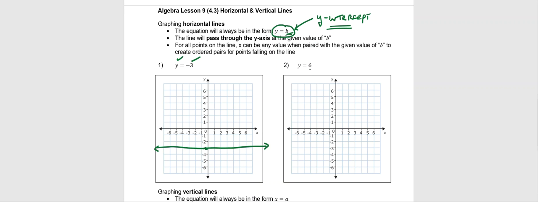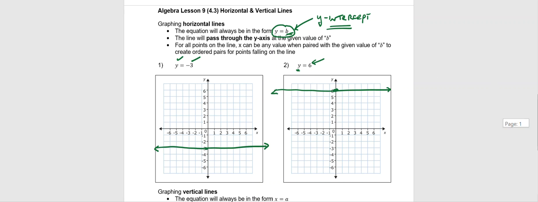y equals some number. As such, the equation is going to tell me that it's going to be a line that runs through the y-axis at that given value. So I'm going to have a line that runs only through the y-axis, in this case at +6. So I can plot that point at +6, and now I can run my horizontal line directly through that point, and we're done.